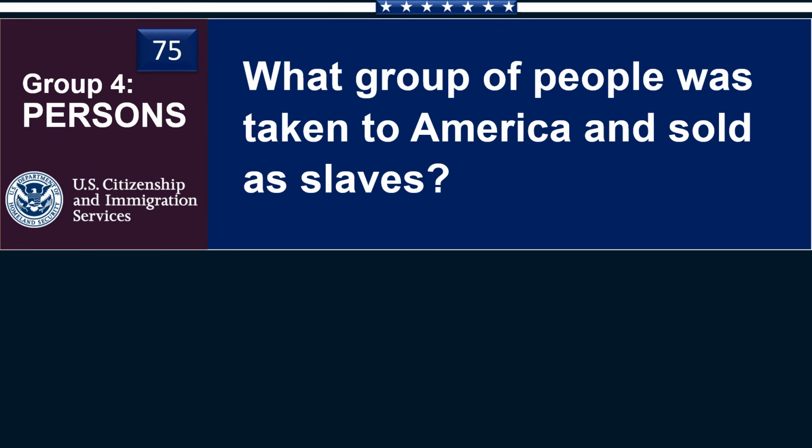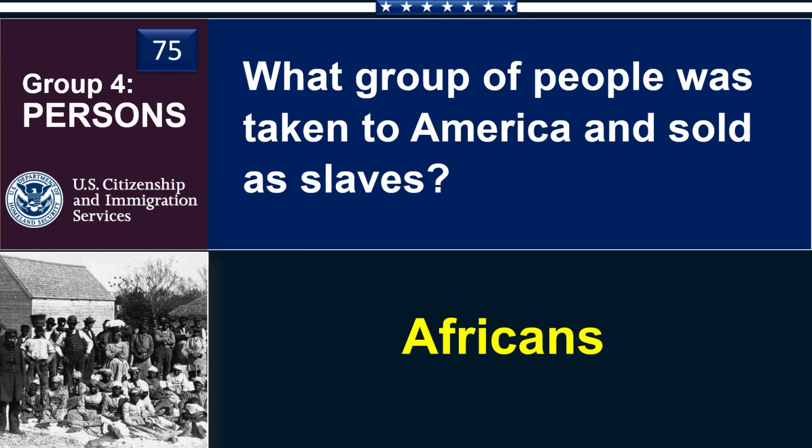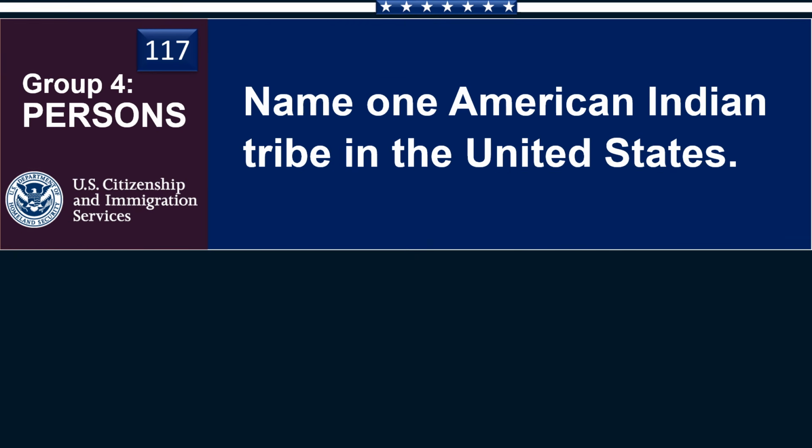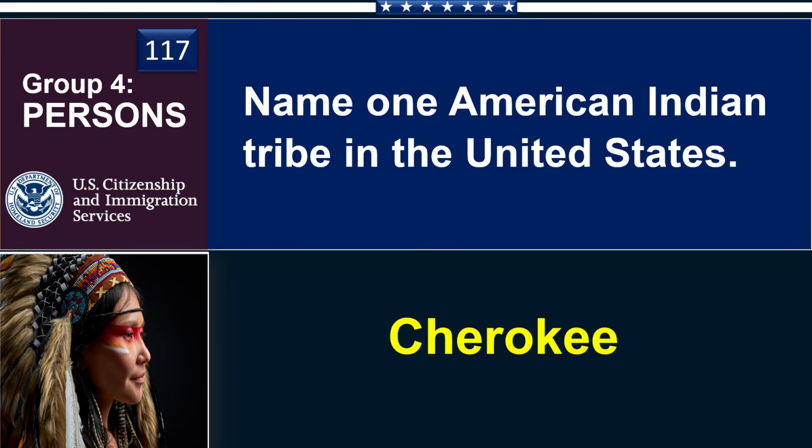What group of people was taken and sold as slaves? Africans. Name one American Indian tribe in the United States. Cherokee.